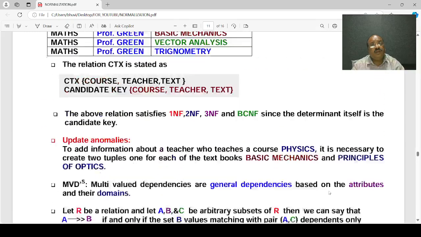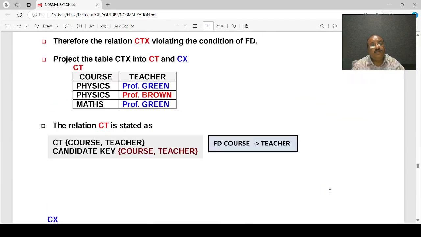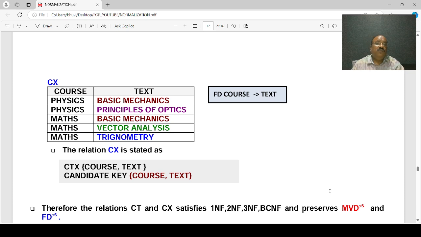Similarly, I'm projecting the table CTX as CX, where I'm eliminating three duplicate rows. Independently, we cannot identify a key for the attribute course or for the attribute text. But combining both, we can identify the candidate key. Keys are not possible and candidate keys are possible from CX. Physics Basic Mechanics, no repetition. Physics Principles of Optics, no repetition. Maths Basic Mechanics, no repetition. Maths Vector Analysis, no repetition. Maths Trigonometry, no repetition.